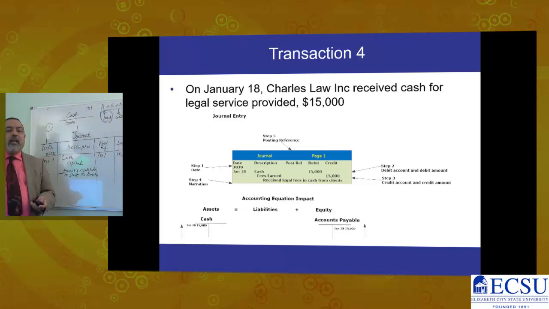Now, of course, the impact should have been your fees earned, not accounts payable. Sorry about that typo. So please make that change.